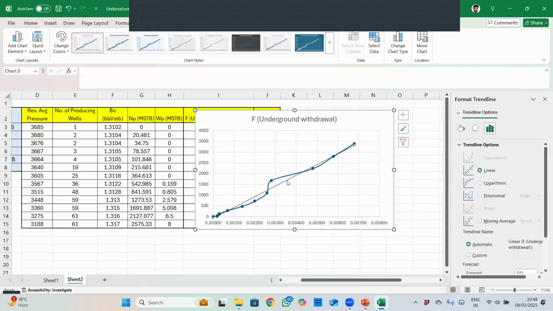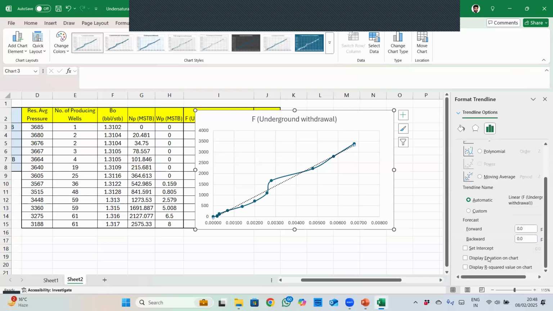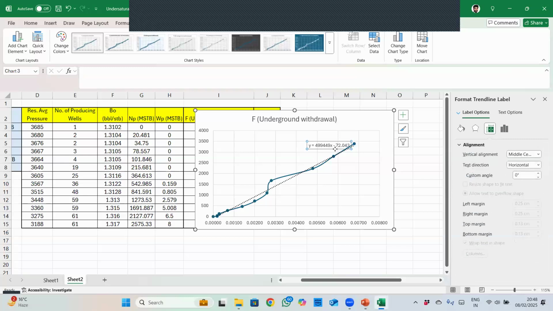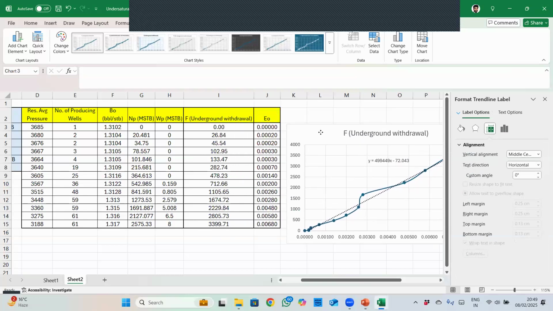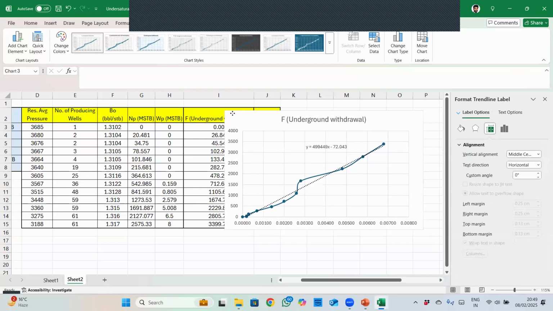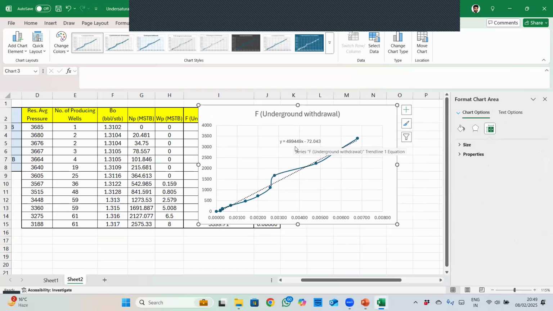So I need to just look at the straight line equation. So I'll display equation on chart. So if you can see, slope is 4,499,449. So if this is nothing but F is million stock tank barrel, sorry, 1000 times stock tank barrel. So this is nothing but 4,499,449 MSTB.